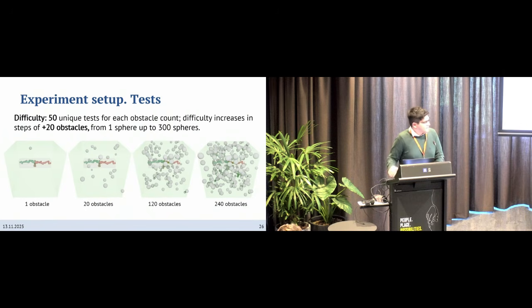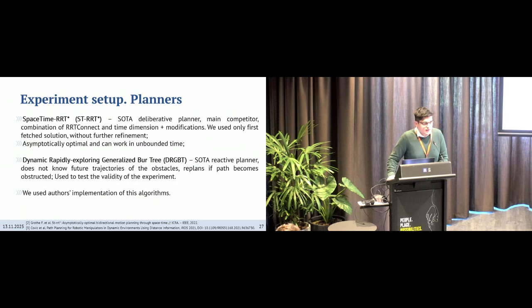We vary the number of obstacles from 1 to 300 by 20 obstacle steps, and for each obstacle count, we have 50 unique tests. We compare our planner with another deliberative state-of-the-art planner, space-time RRT*, which is basically RRT-Connect star for space-time dimension with some optimizations. And this planner is an anytime planner, and it can work in unbounded time.